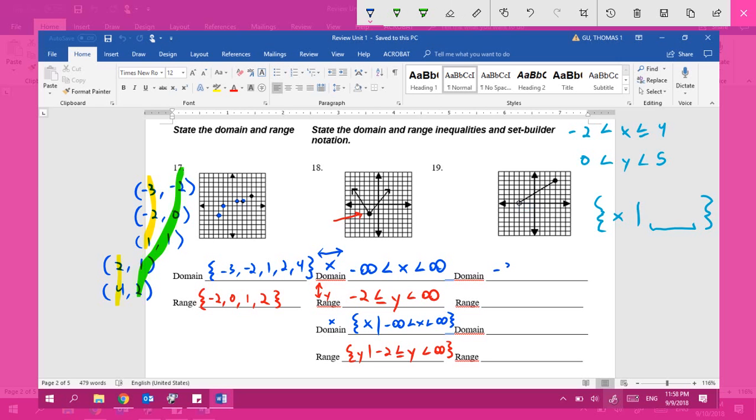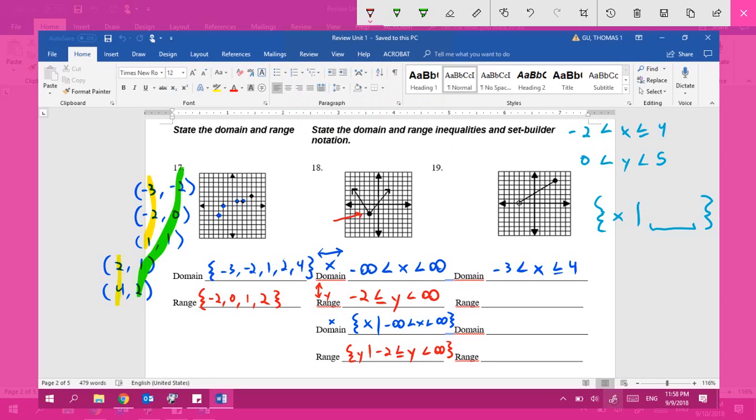No. Open circle means less than. Wow, what am I saying? So -3 is less than. Then we're going to write our variable, which is x, because we're talking about domain. And then what's the furthest right point here? 1, 2, 3, 4. This point right here is the furthest to the right. So we're going to put x less than or equal to 4. Why is it less than or equal to? Because it's a solid circle.